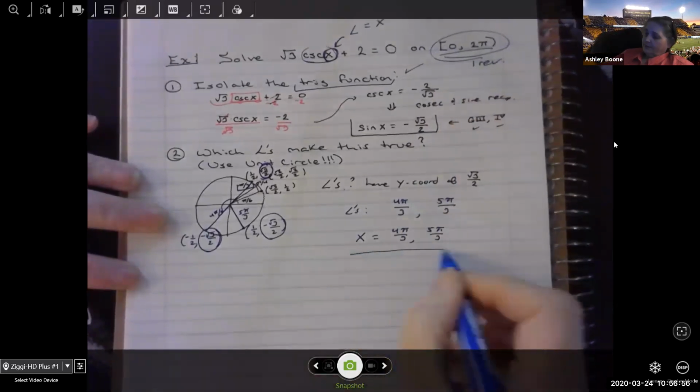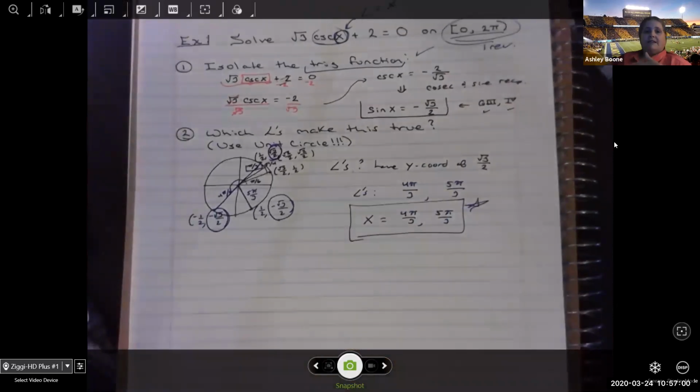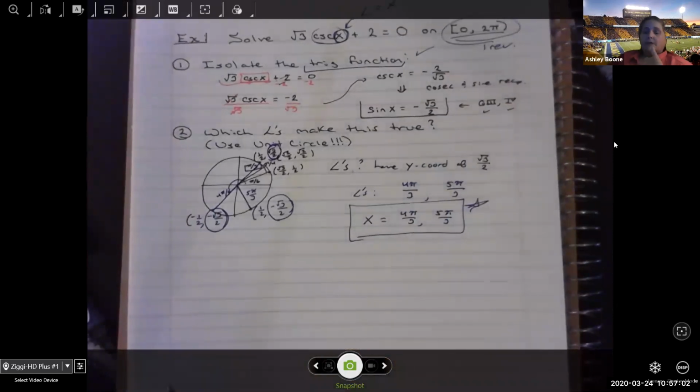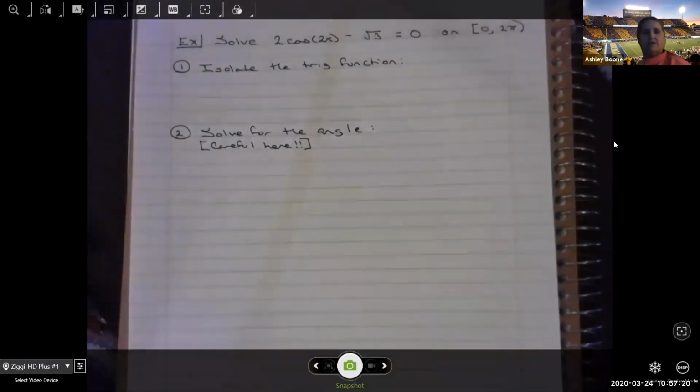There's our answers. Now, if it just said solve, if it didn't give us that specific interval, if it just said solve or asked for the general solution, whichever way the wording is there, then we would need to go ahead and do the coterminal angles just like we did back in that last example. Okay? Let's look at another. We're going to do bunches of examples today.